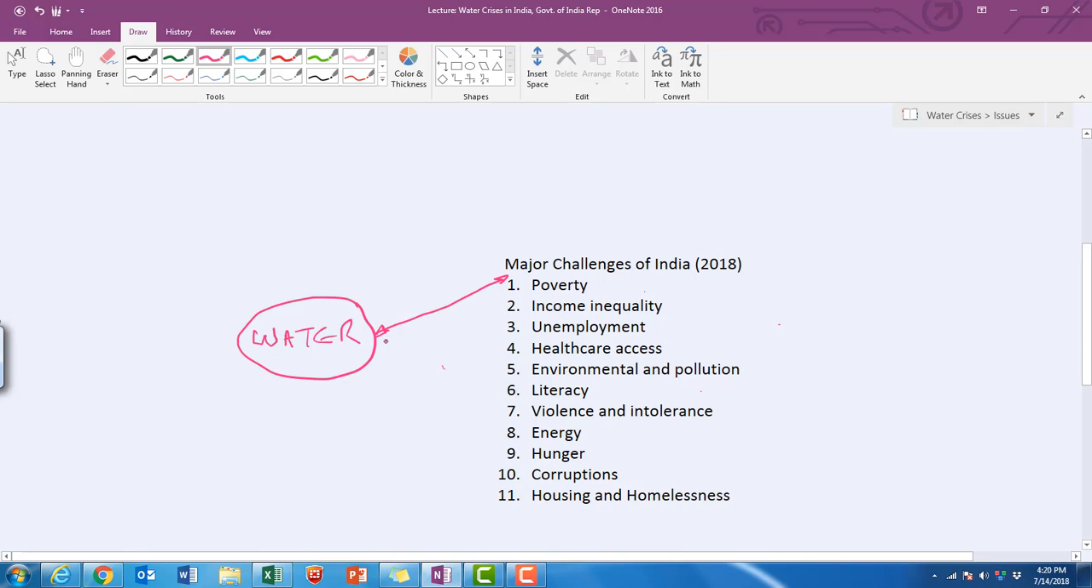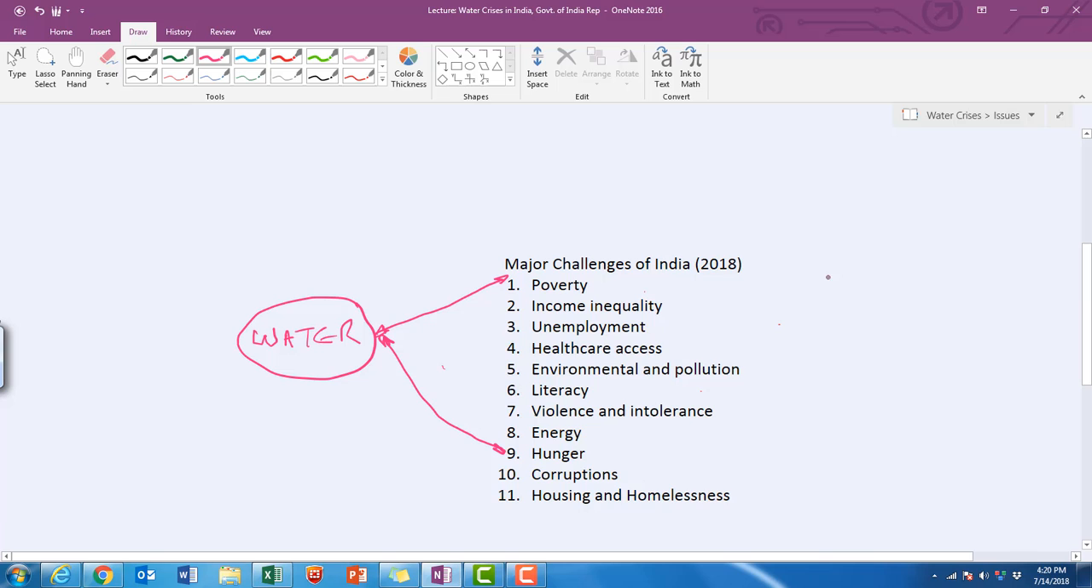Here's a second example: hunger and water. It's been said that approximately 80% of water consumption goes to the agriculture industry. So all the food which you eat every day, vegetables, crops and everything, has a direct relation to water. No water, no food on the table. The point I'm trying to make here is that water has a relation to all these challenges which I described.